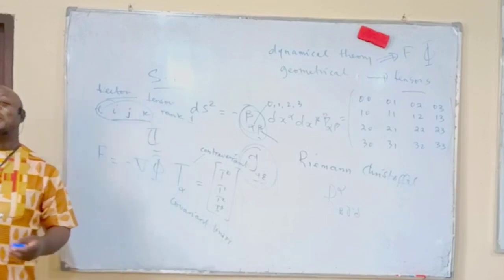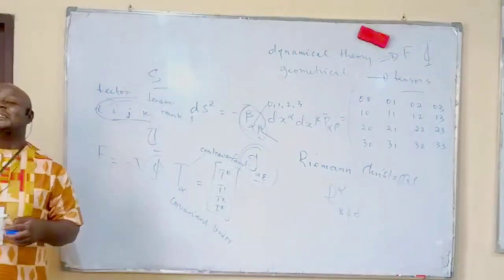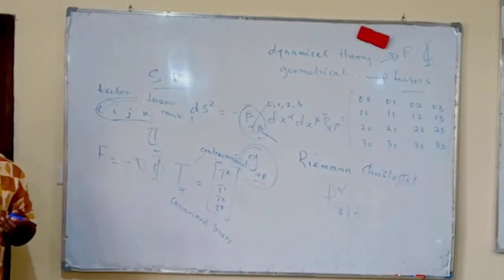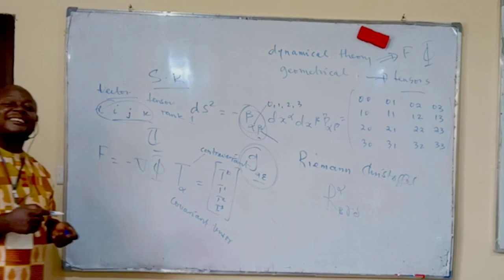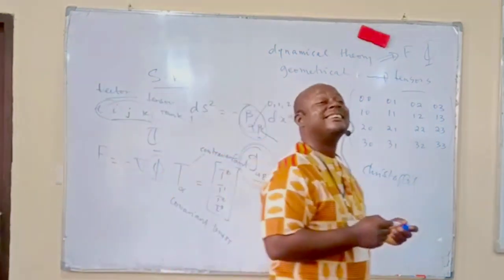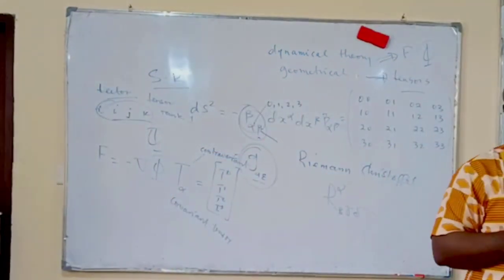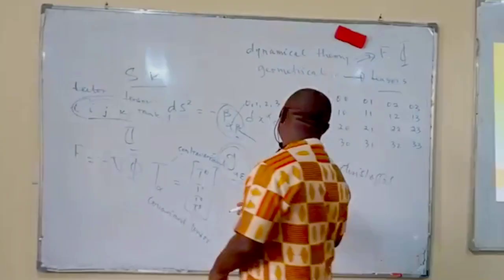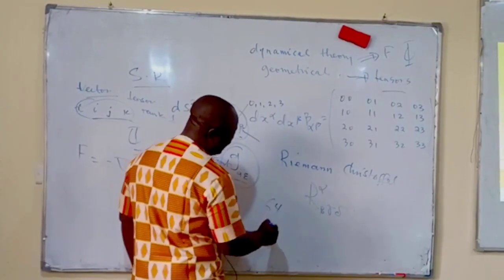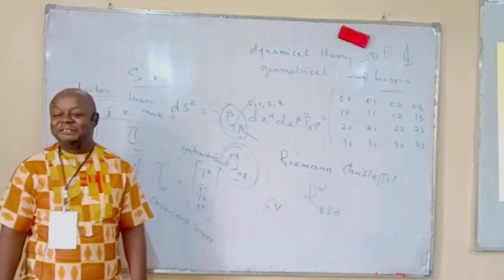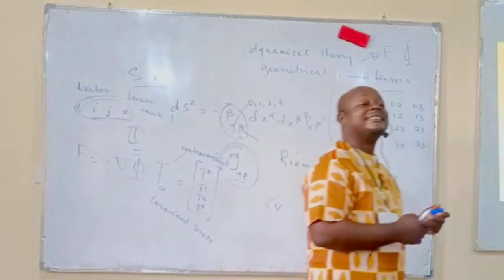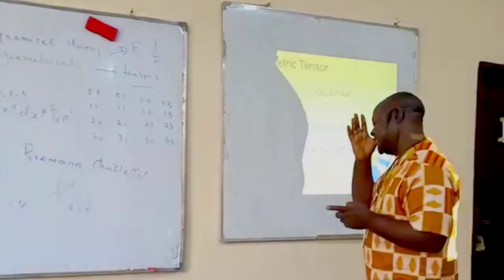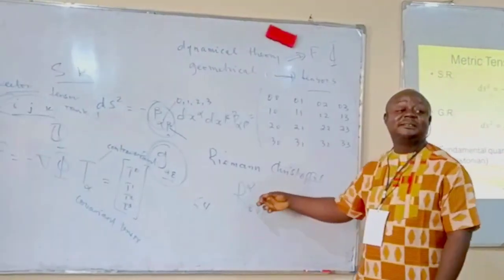A tensor of rank 3 will have 64 components. Then a tensor of rank 4 will have how many components? Okay, so a tensor of rank 3 has 64 components. So 256. We are going to have 256 components of this tensor.